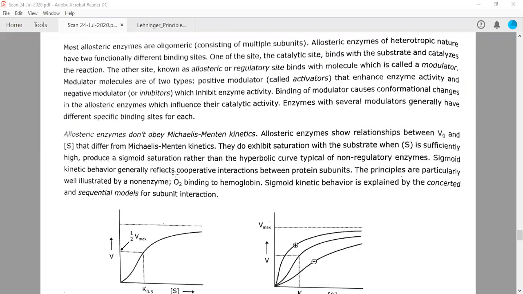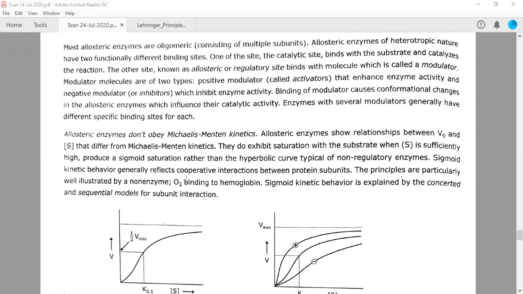Sigmoid kinetic behavior generally reflects cooperative interaction. You know, cooperative is something, for example, in the case of hemoglobin, when hemoglobin binds with one oxygen molecule, and then a second oxygen molecule, third oxygen. One hemoglobin molecule can bind with 4 oxygen molecules, but each time it is binding with the oxygen molecule with a higher affinity. So one oxygen molecule will bind to the hemoglobin with great difficulty, but when the second, third and last molecule bind, they will not face any difficulty, because the affinity of the hemoglobin, the protein, for the substrate, that is oxygen actually, will increase.